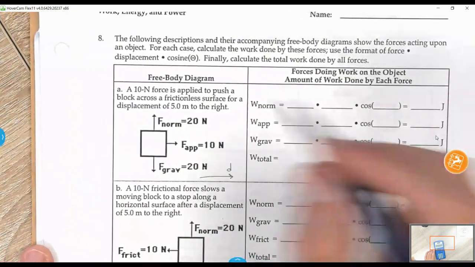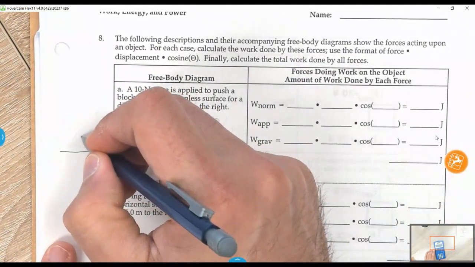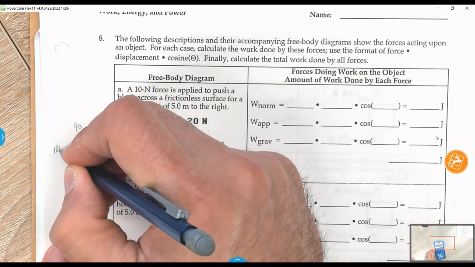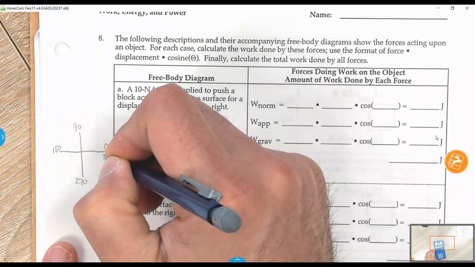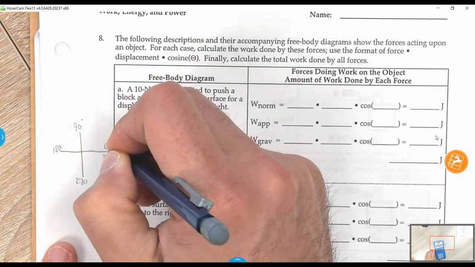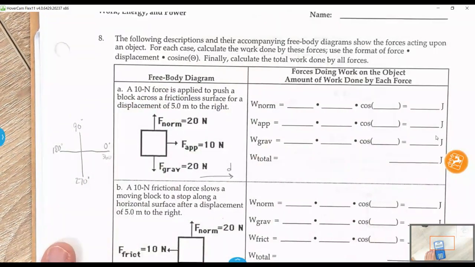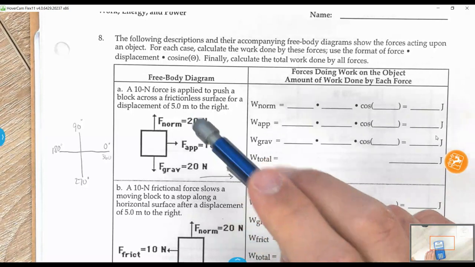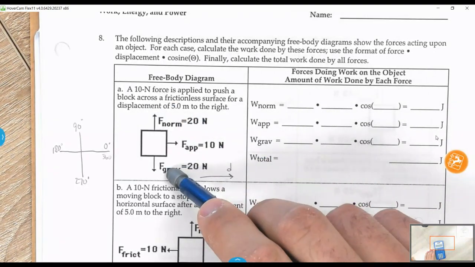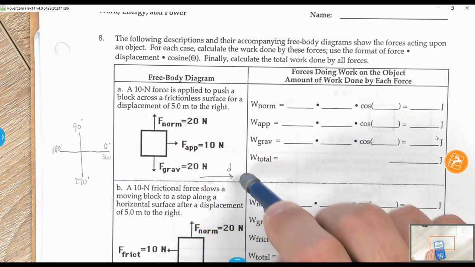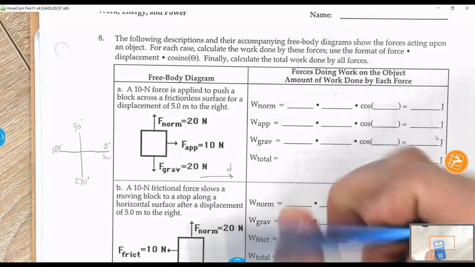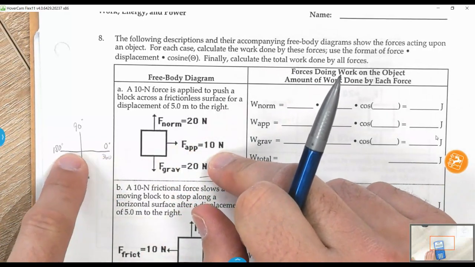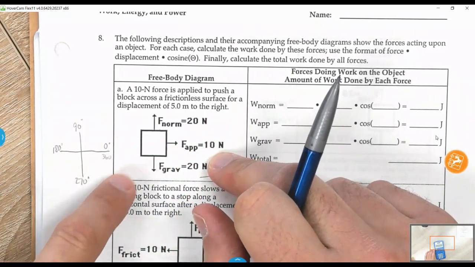to the right. Now you may need to rotate this, but 0, 90, 180, 270, 360. These would be like degrees. Distance is going this way. So remember, it's how the force is and at what angle in comparison to displacement. So since this thing is moving to the right, any force that is in the same direction would have a cosine of 0.